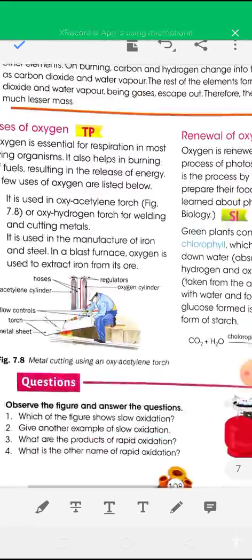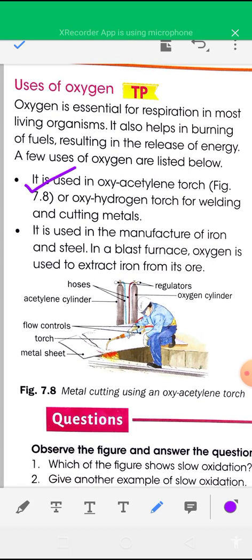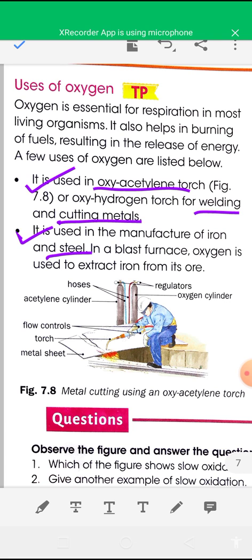Uses of oxygen. Oxygen has different uses. Oxygen is used in the oxyacetylene torch or oxyhydrogen torch, which is used for welding and cutting metal. It is used in the manufacture of iron and steel.